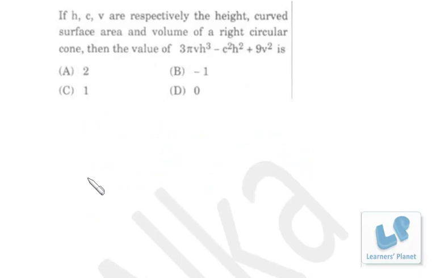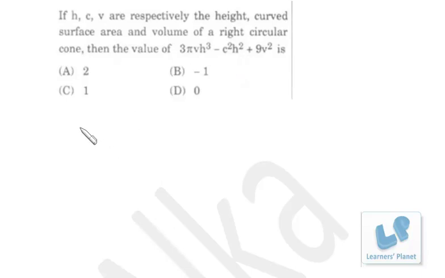Now this question, friends. Here H, C and V are respectively the height, curved surface area and volume of a right circular cone. We have to find out the value of this expression. Now listen to me carefully. The value of this expression is irrespective of any variable, right? You can see all the options are constant values, right? That means the value of this expression is finally independent of V and H and C, right?